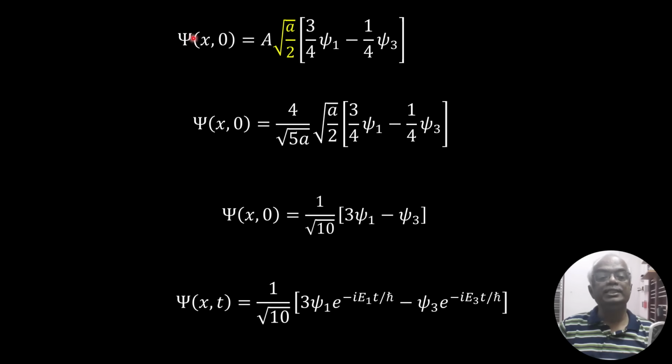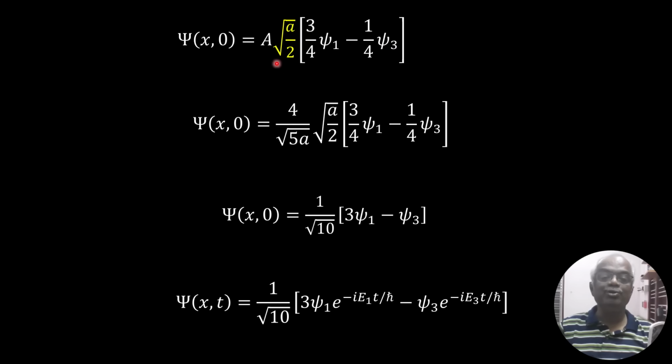We have seen that psi of x, 0 is equal to A multiplied by square root of a by 2, then multiplied by the linear combination of psi 1 and psi 3, that is 3 by 4 psi 1 minus 1 over 4 psi 3.